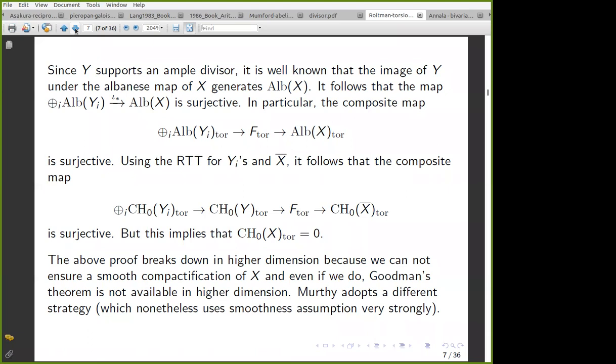But this proof does not generalize in higher dimension, because you cannot embed inside a smooth projective variety in characteristic p at least. And then you don't have Goodman's theorem, which says that if the complement will be ample or something. So it doesn't prove like this. So Murthy has a different proof, but again using very strongly the smoothness condition. So yeah, this is how the smooth affine Roitman torsion problem is.